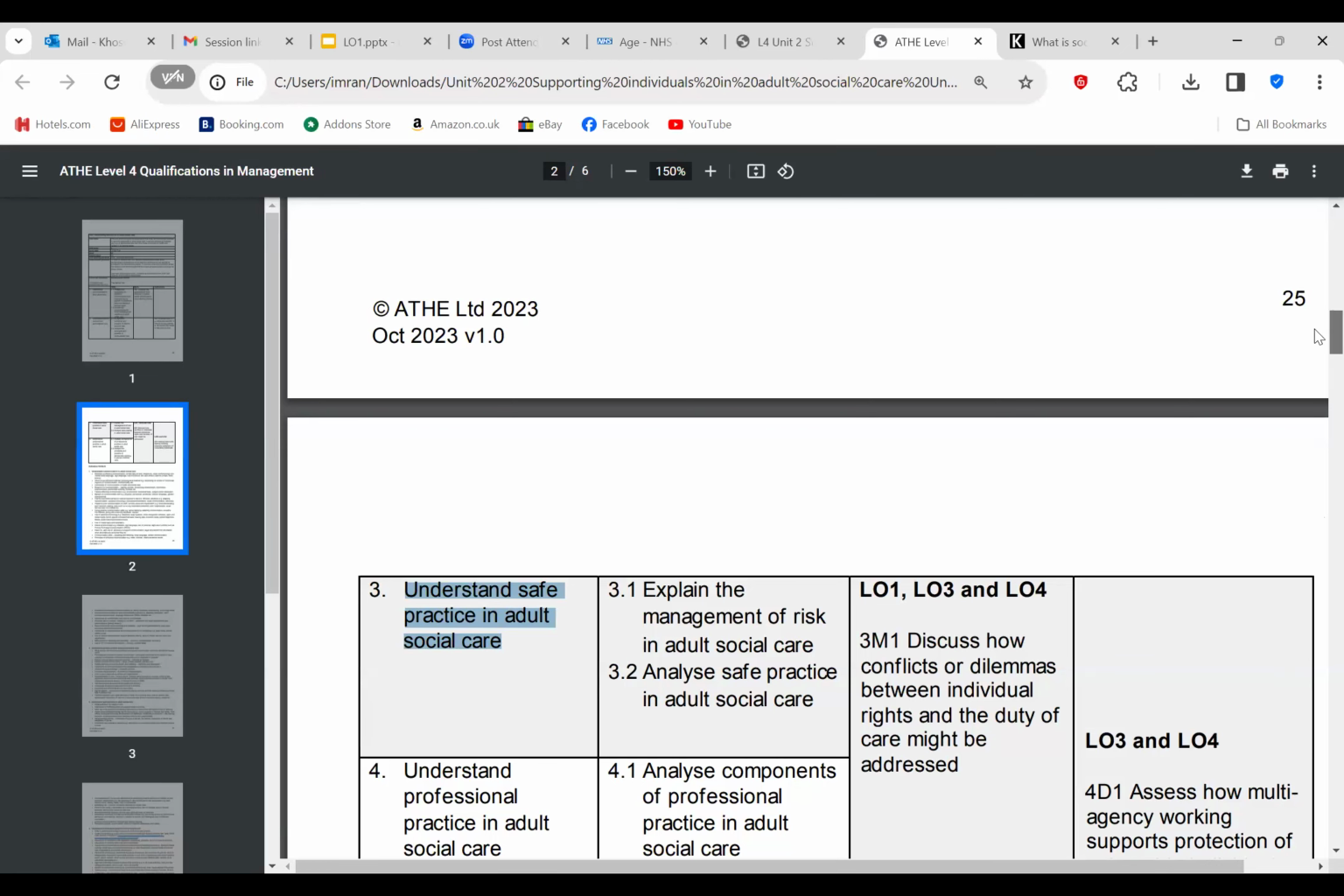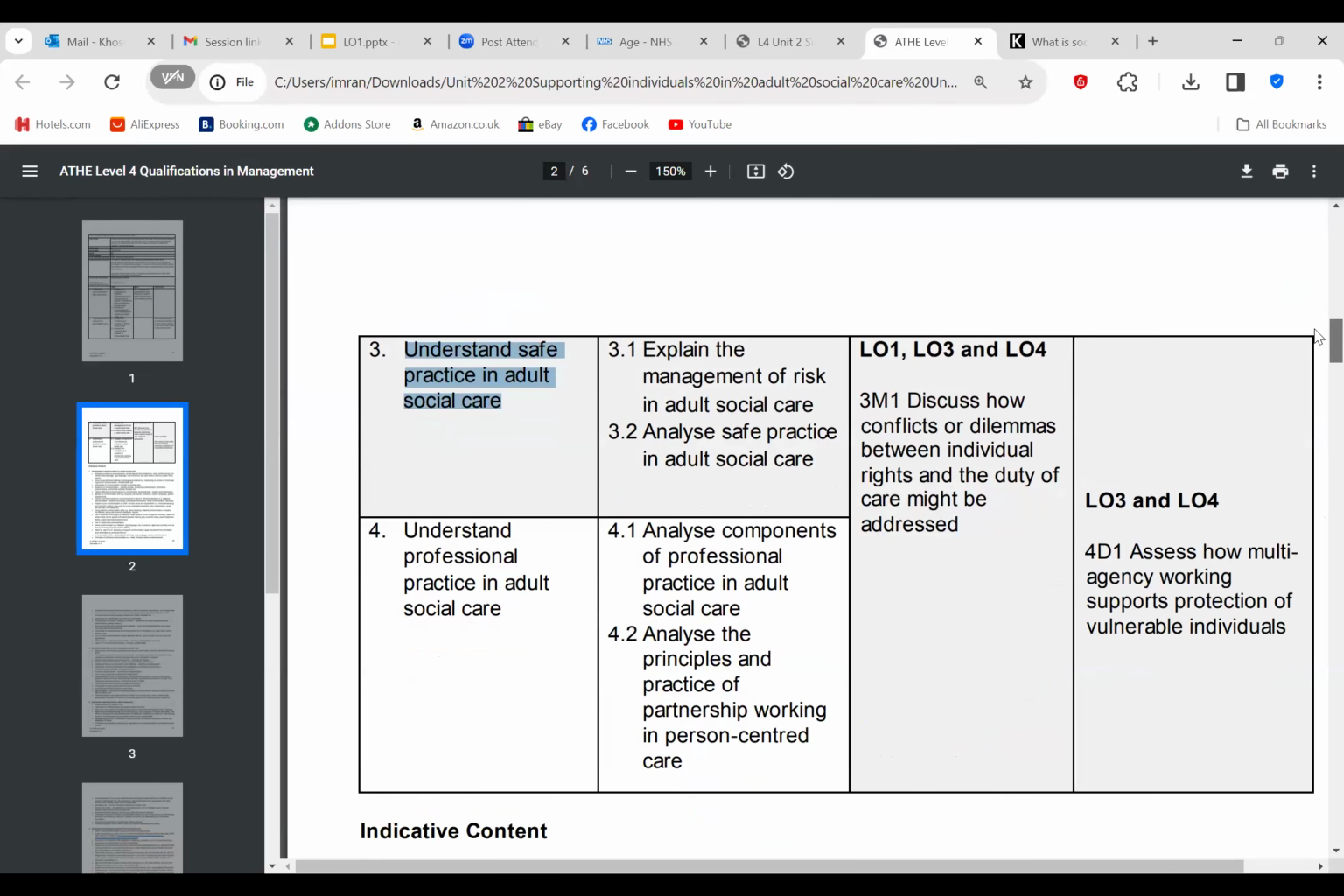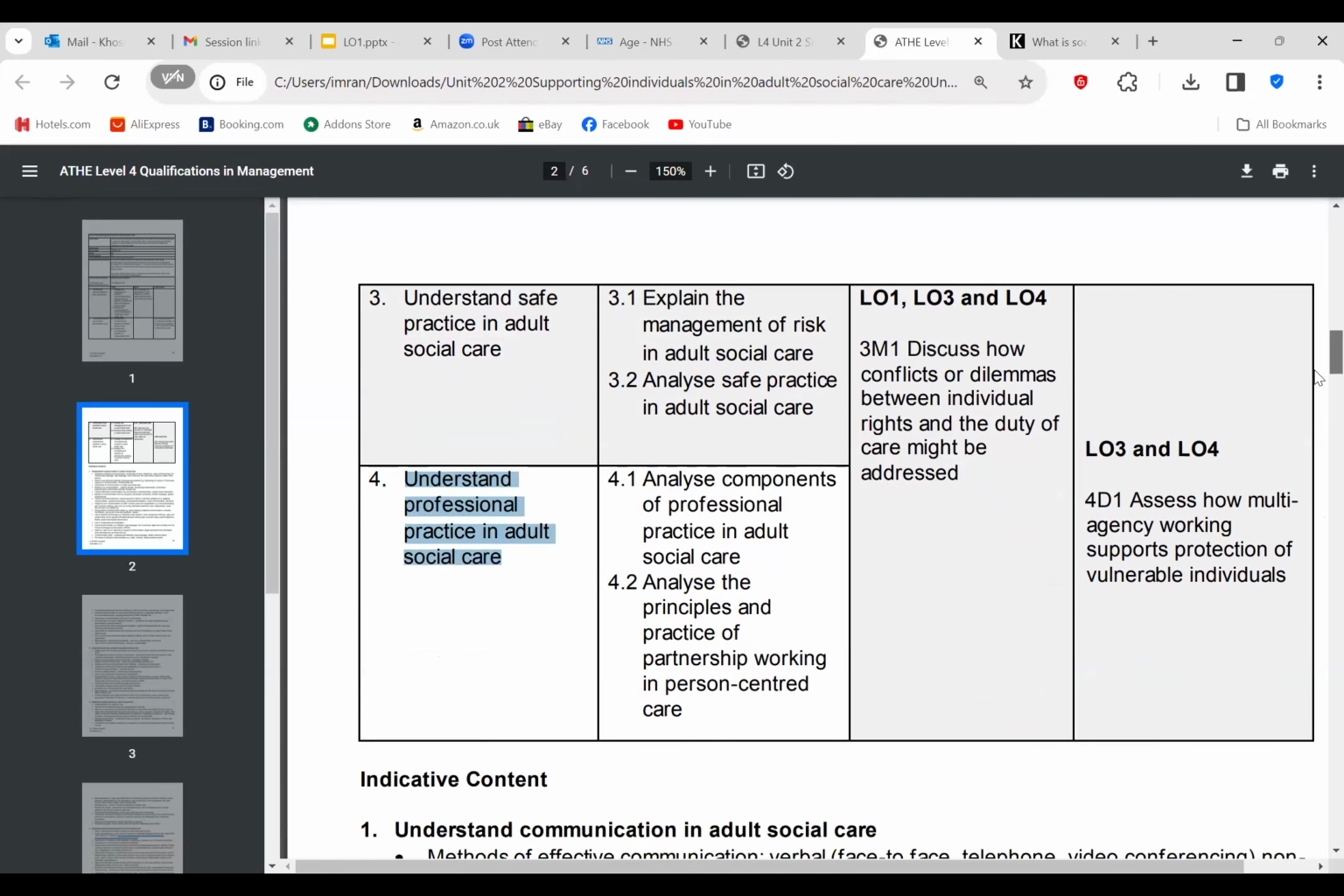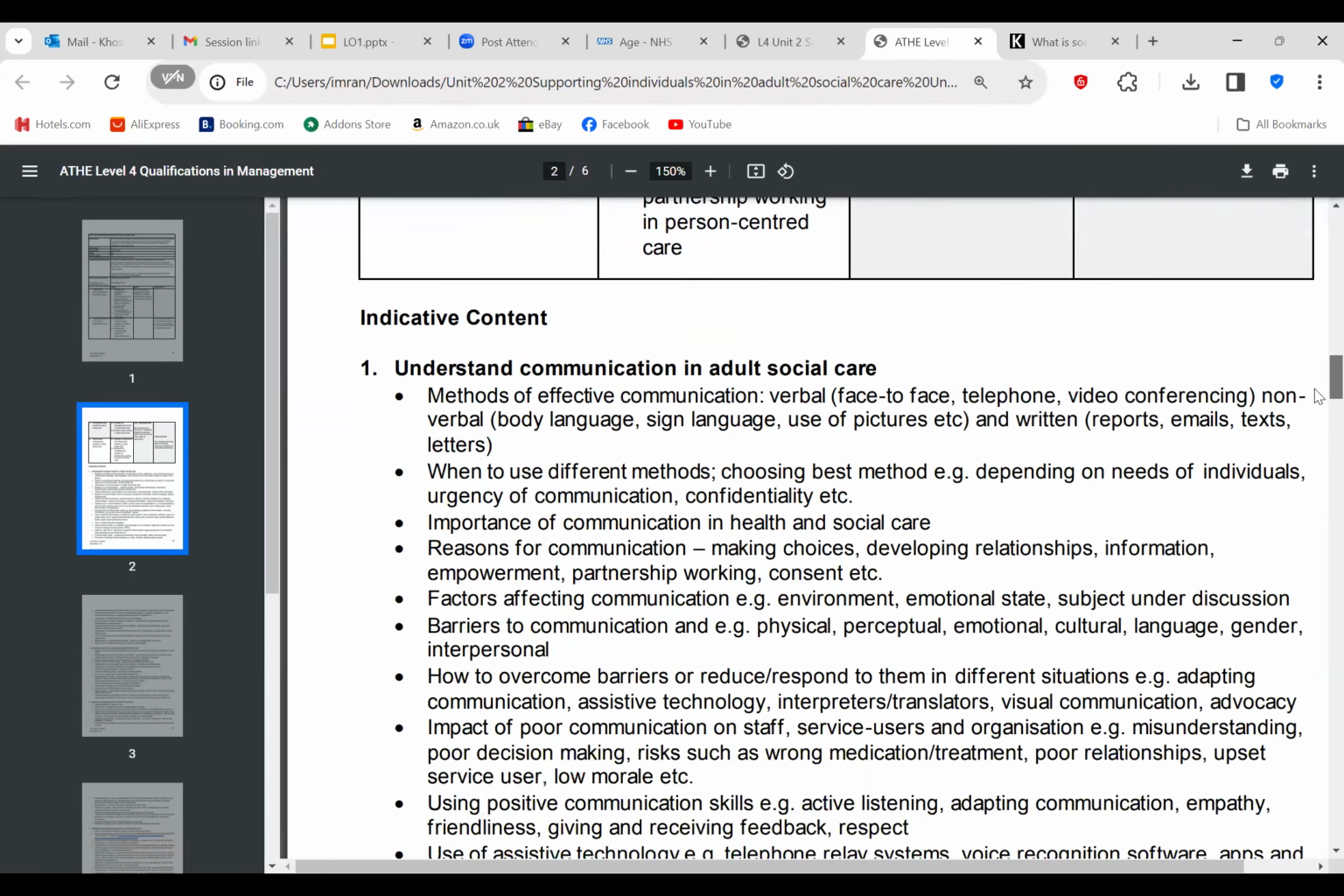I'm just giving you a few hints so that you know where to focus when you're studying this unit, and also when you're doing your assignments. The assignment discussion will be at the end of these 4 learning objectives that we will cover. The 4th learning objective will be to understand professional practice in adult social care. So this is what we look for in you.